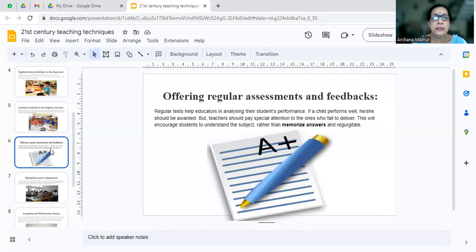Remember means the basics. They should know the basics on which they need to analyze later, rather than simply memorizing like a parrot. So we do not want parrots. We do not want bookworms. We want people who can understand a certain thing and then analyze it and then build up on the knowledge which they have already gained.